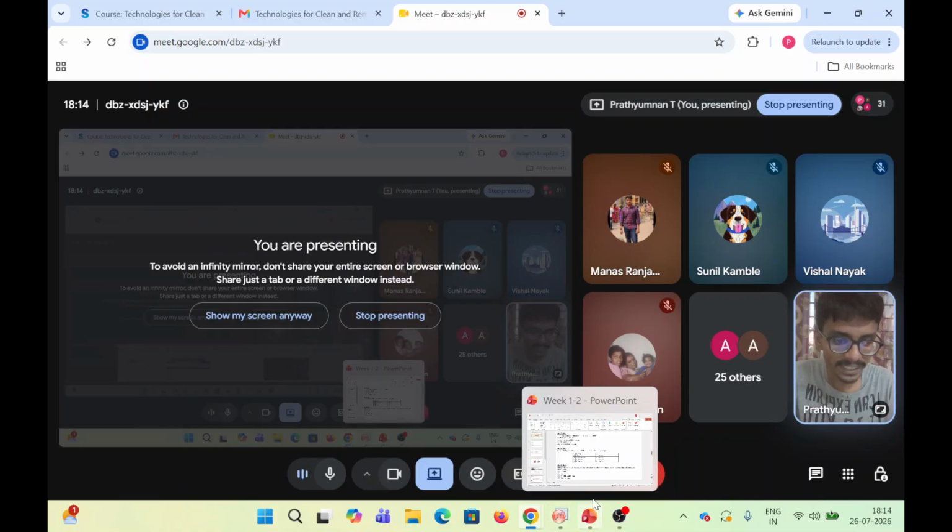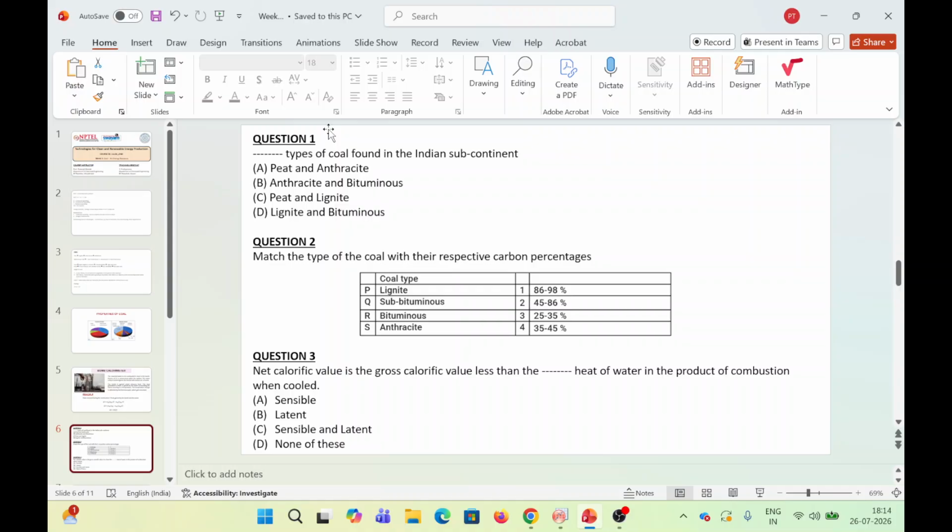So are the answers ready? So what about question 1? Type of coals found in the Indian subcontinent.